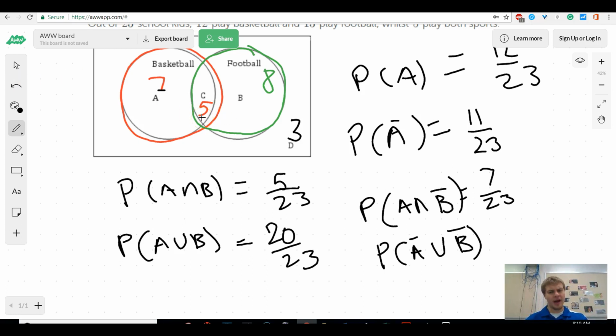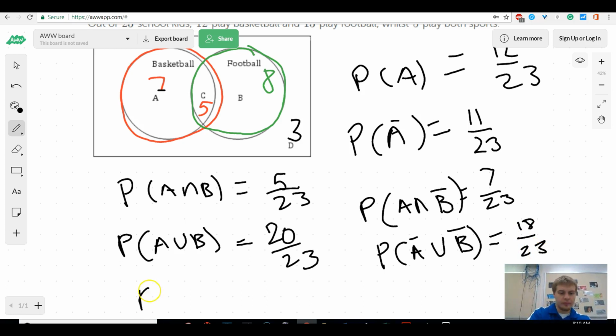No, because that 5 is A and B, so it doesn't fit the requirement to be not A or not B. 8, does it fit the requirement? Yes, because it's not A. 3, does it fit the requirement? Yeah, because it's not A and it's not B. So this one would be all those numbers besides 5, so that'd be 18 over 23.